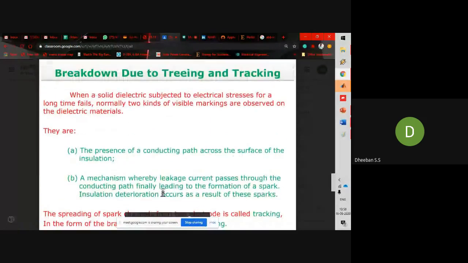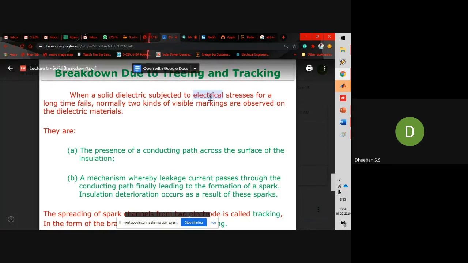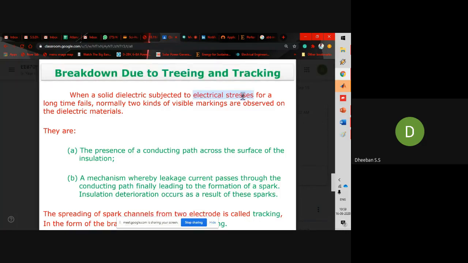So next is a very important concept, breakdown due to treeing and cracking. Also a very important concept. You have to see through this. That is when a solid dielectric is subjected to electricity. It's nothing but you're applying an electric field only, for a long time.